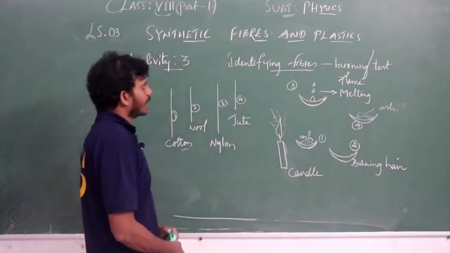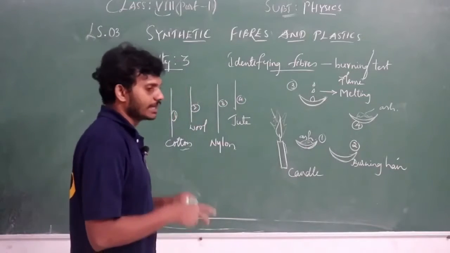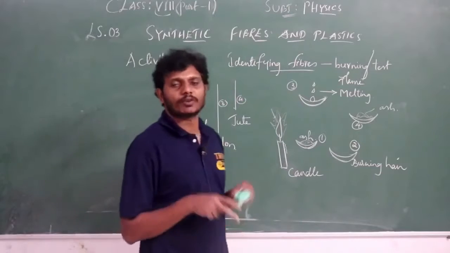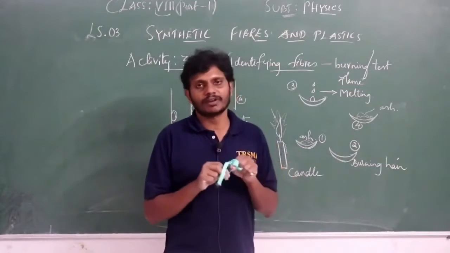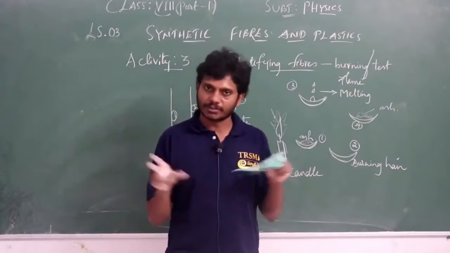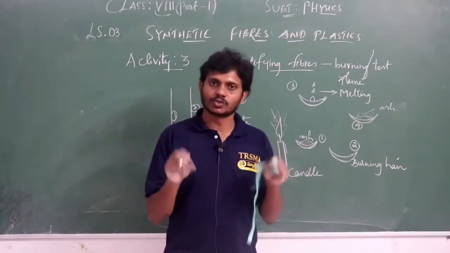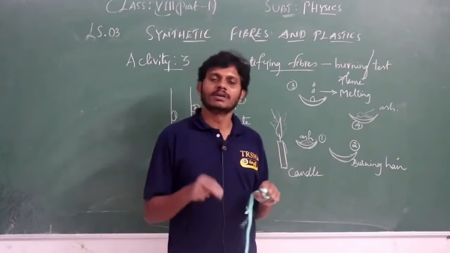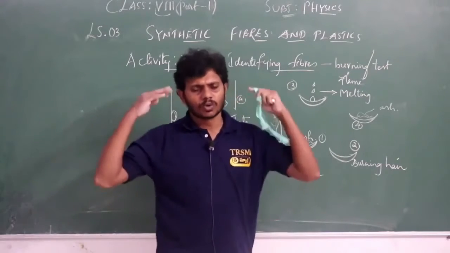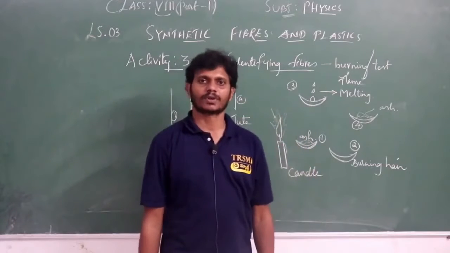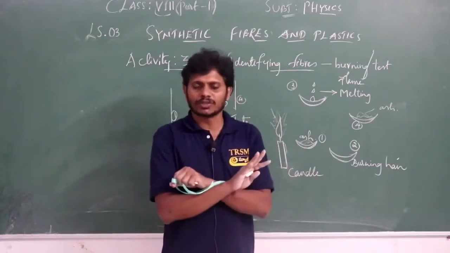This is activity number 3, identifying fibers. Here we were given different types of fabrics. We don't know the different fabrics or fibers. We don't know which fiber it is, whether it is cotton, jute, or a synthetic fiber like nylon, whatever it may be. We don't know which fabric or which fiber it is.